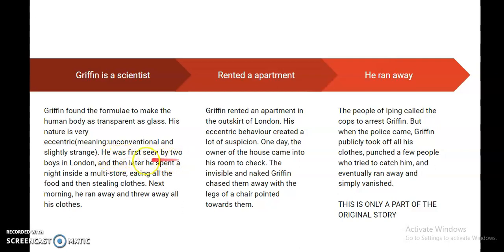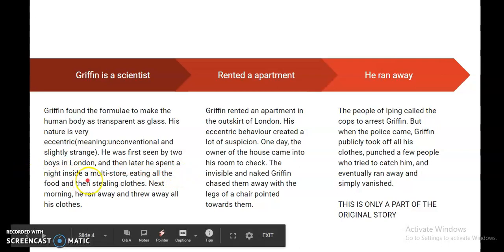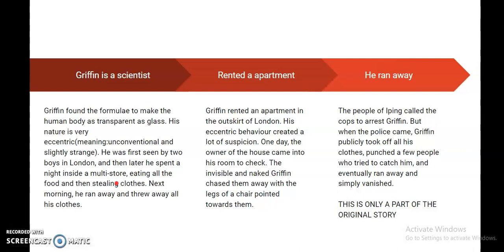Anyways, he was first seen by two boys in London, and then later he spent the night in a multi-store. You know what a multi-store is? One of those stores where you can find everything. Eating all the food and then stealing clothes. So Griffin initially had no clothes, but because a part has been omitted from the story, when he actually found the formula, he was very scared. He went all crazy and he ran out of his house, right, just to check. He took off all his clothes and he went out.